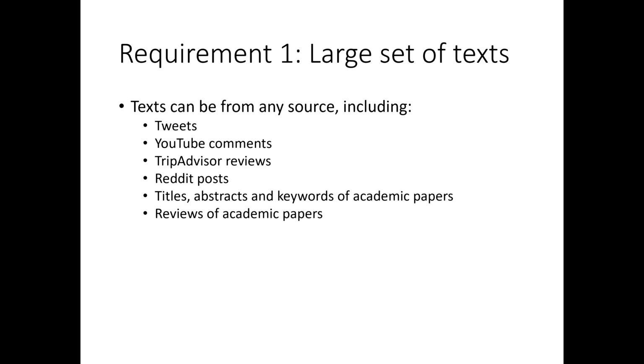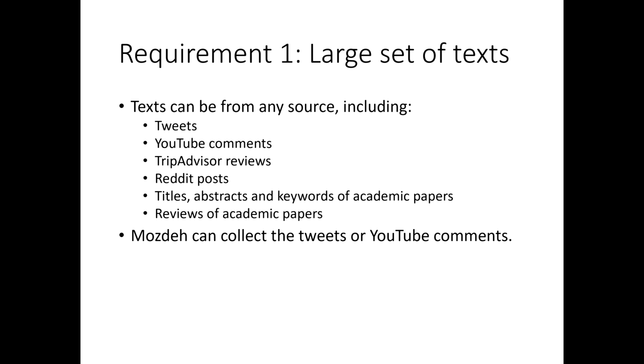The first requirement is a large set of texts. These can be from any source, including tweets, YouTube comments, TripAdvisor reviews, Reddit posts, the titles, abstracts and keywords of academic papers or reviews of academic papers. These are all sources of text that have been used in word association thematic analysis in the past. And Mojde can collect the tweets or YouTube comments for you.